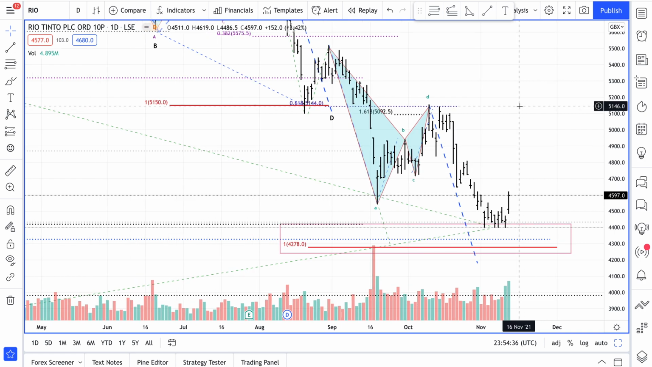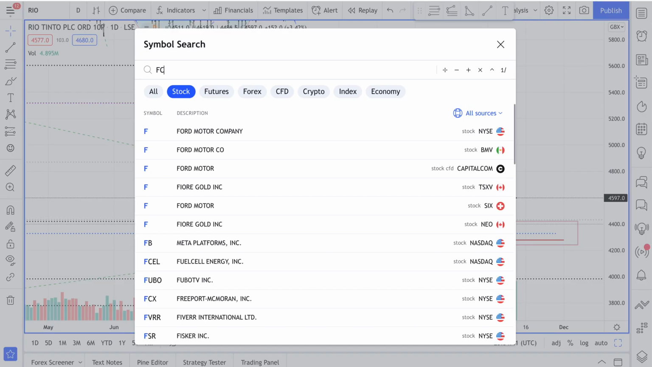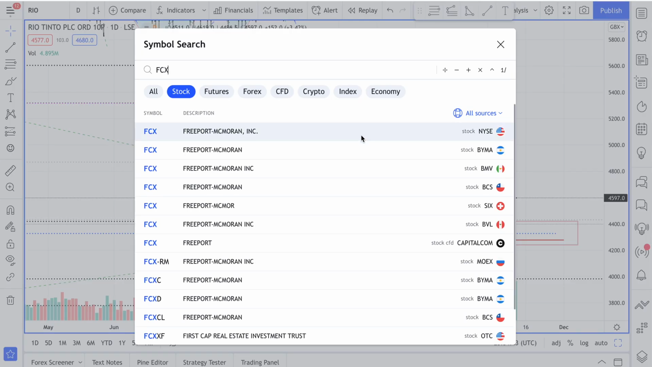Now we will take a look at another stock, Freeport-McMoRan.